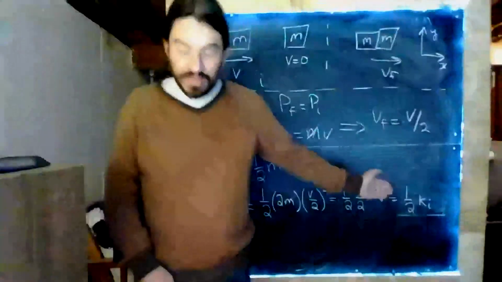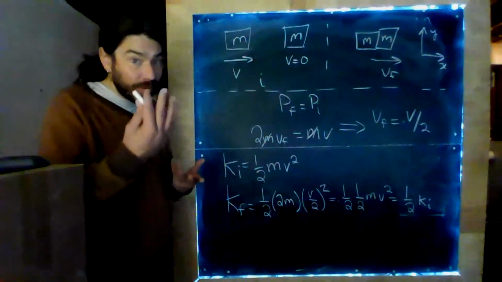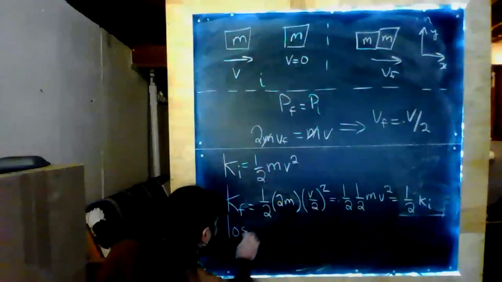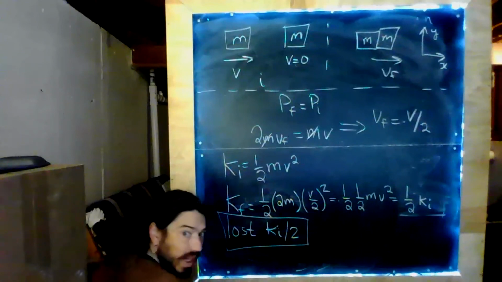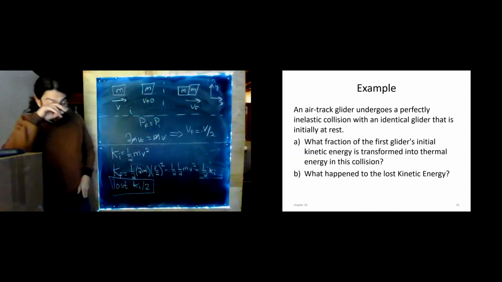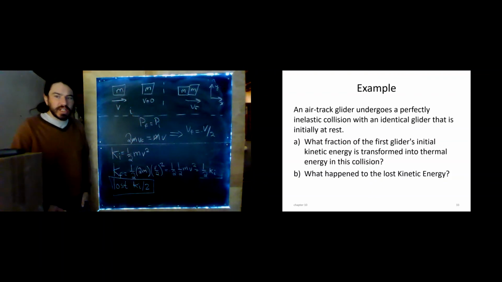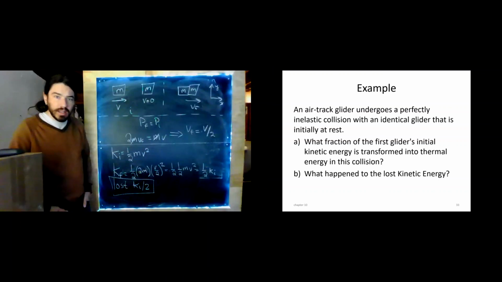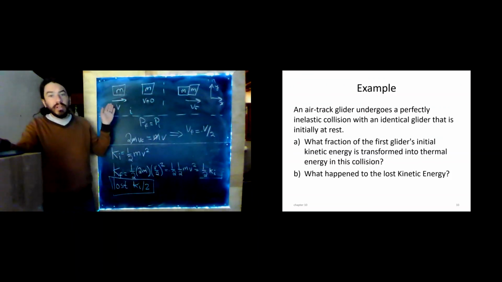So if we finish with 1/2 of the initial kinetic energy, well, notice what the question asks. The question asks, how much did we lose? If we kept 1/2, well, then we lost 1/2. So we lost K initial over 2. In other words, we lost half of the kinetic energy that we started with. That's the answer to part A. Well, what about part B? What happened to the lost kinetic energy? It turned into thermal energy, didn't it? So it didn't just go away. Conservation of energy tells us it definitely did not just go away. But what did it do? Well, it turned into thermal energy. So our gliders are slightly warmer for having had this collision.